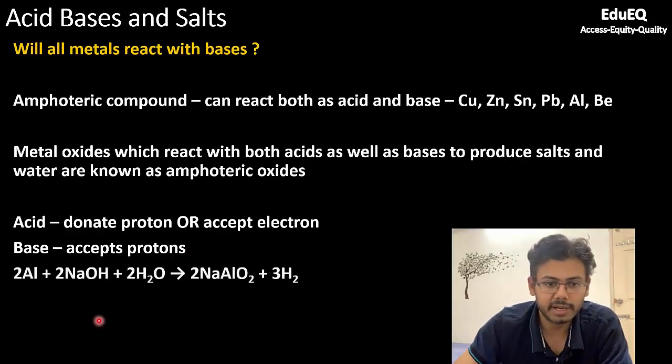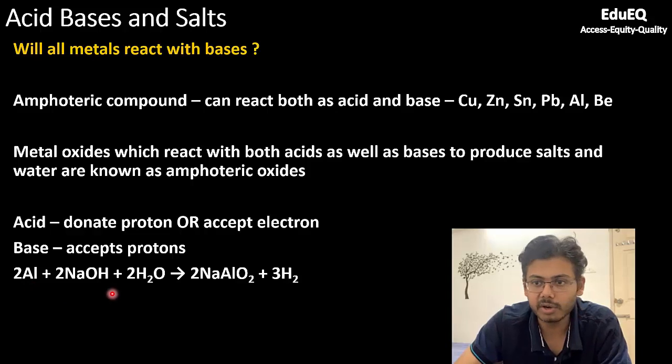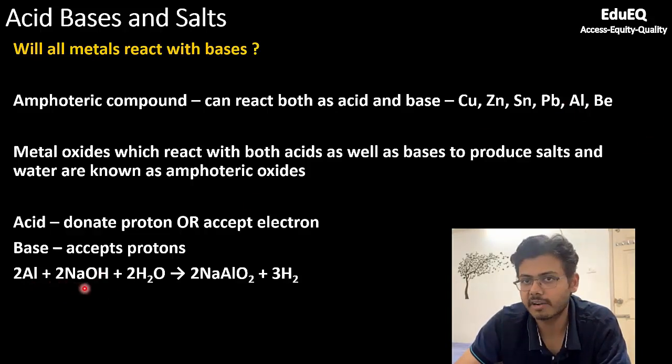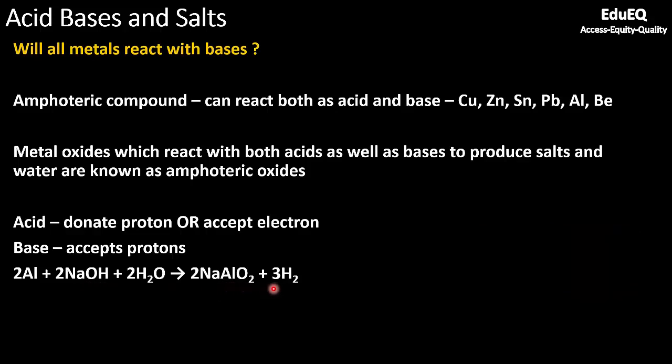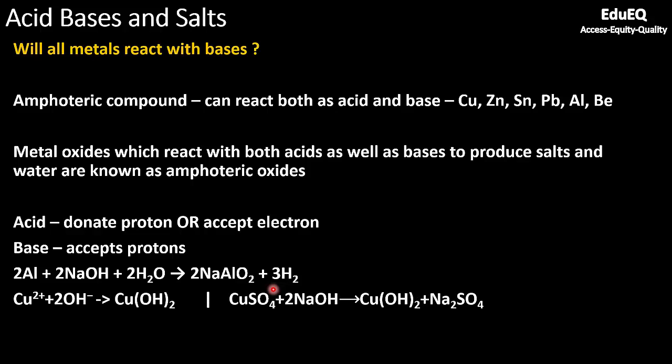Now coming to the reaction of aluminium with sodium hydroxide, you can see aluminium is an amphoteric metal, so it will react with a base. You are forming sodium aluminate and releasing hydrogen. Similarly, if you react copper with a base, you will of course form copper hydroxide, but in this case there will not be any evolution of hydrogen, you will just form a salt.